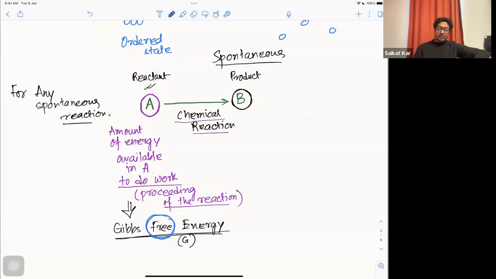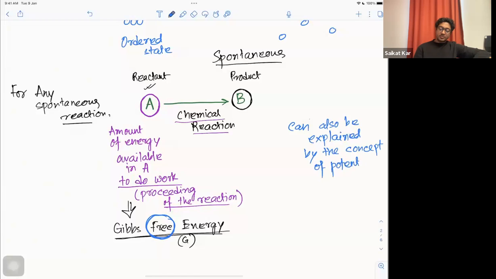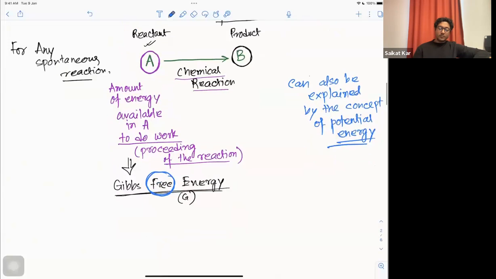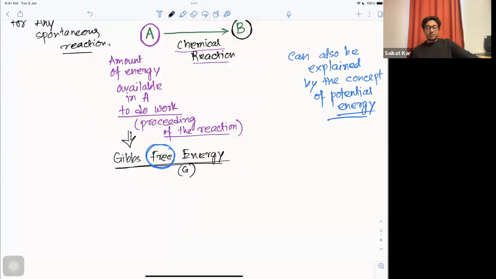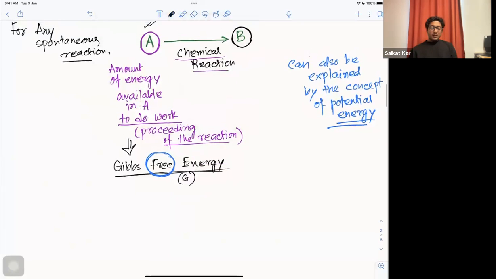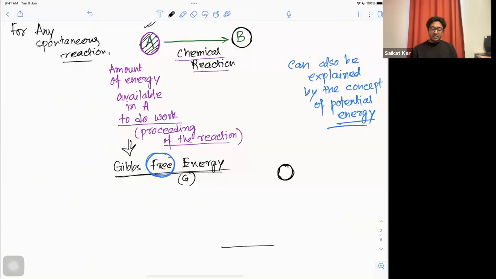This can also be explained by the concept of potential energy. In many books, you'll find that this chemical A has been compared to an object. Say A is an object and this is the ground.